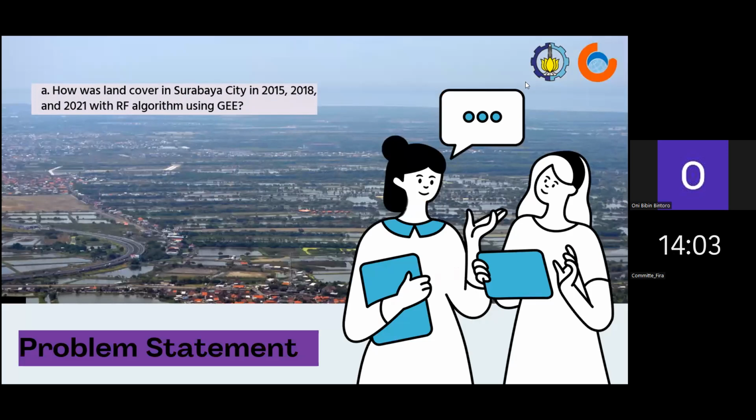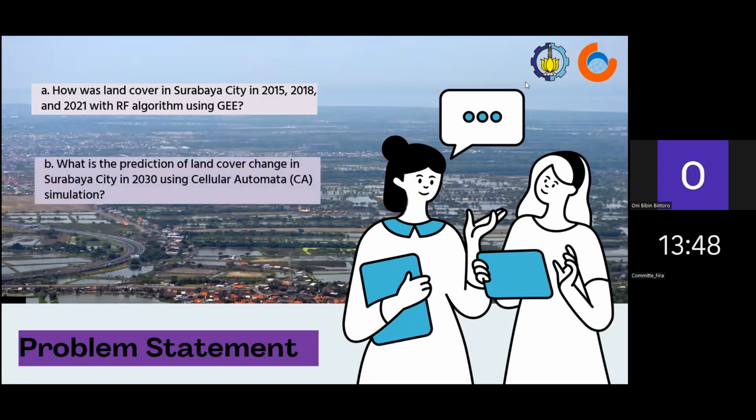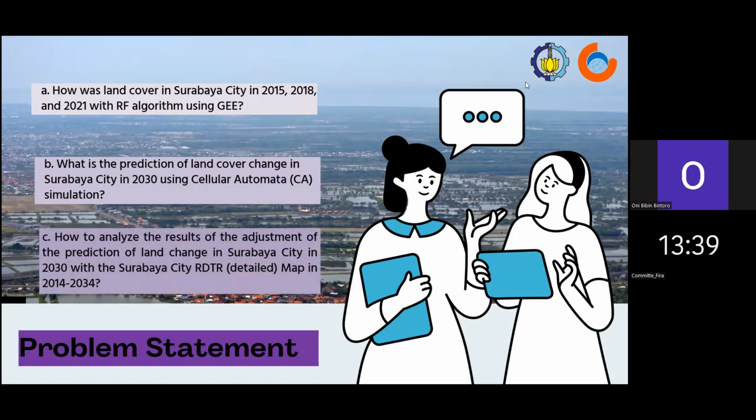So what is the problem statement? How was land cover in Surabaya City in 2015, 2018, and 2021 with the random forest algorithm using GEE? What is the prediction of land cover change in Surabaya City in 2030 using cellular automata simulation? Plus, how to analyze the result of the adjustment of the prediction of land change in Surabaya City in 2030 with the Surabaya City RDTR, a detailed spatial plan map for 2014 to 2034.